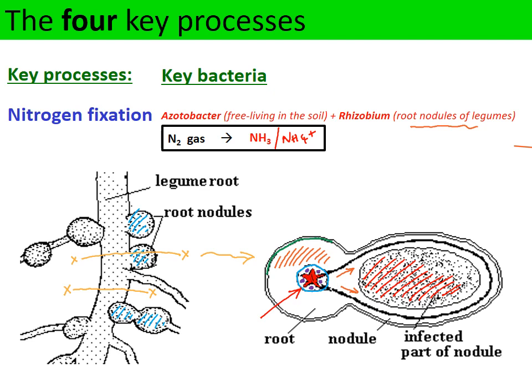It also allows the ammonia or ammonium ions to be delivered from the bacteria into the root of the plant, up the roots, and to the rest of the plant. Now ammonia and ammonium ions are actually dissolved in the xylem tissue, or the xylem vessels of the roots, so they get transported up the plant to where they're required and where they're needed to make organic nitrogen.